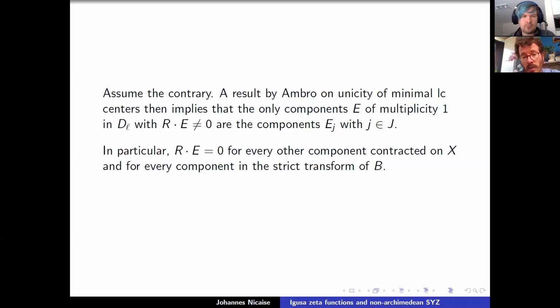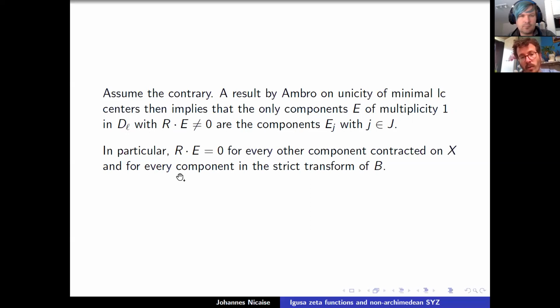And what this means especially, and this is the form that we will use to finish the argument, is that R times E is equal to 0 for every other component contracted on X. So if we have an exceptional component which is different from the E_J's, then R times E must be equal to 0, because by definition of the divisor D_L, exceptional components appear in D_L with multiplicity 1. And so by Ambro's result, the only such components that can have non-zero intersection with R are the E_J's.